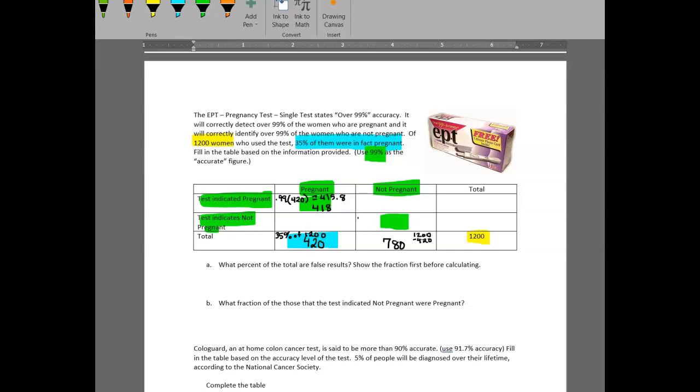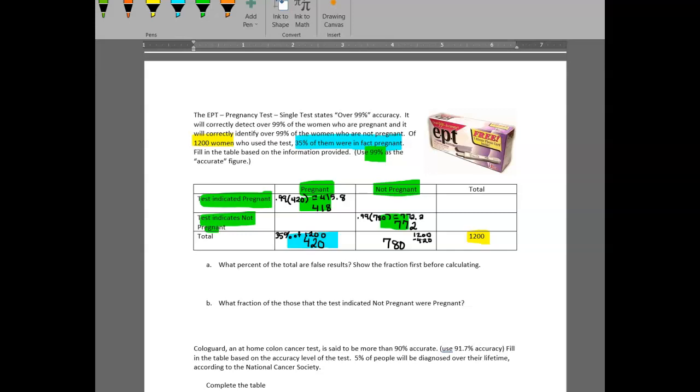Again, with 99% accuracy, if you are not pregnant, the test will indicate you are not pregnant. So there are 780 not pregnant people. 780 times 99% gives us a decimal of 772.2. Again, we round people down, so 772 people.